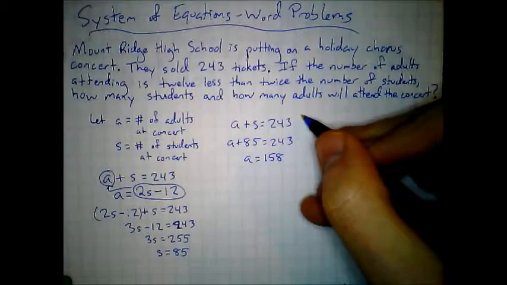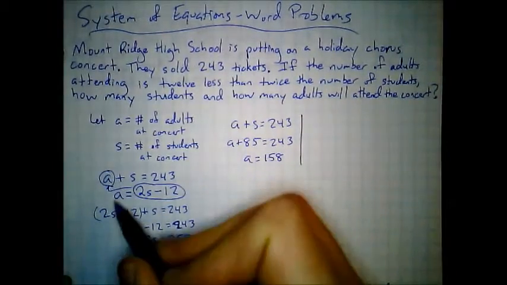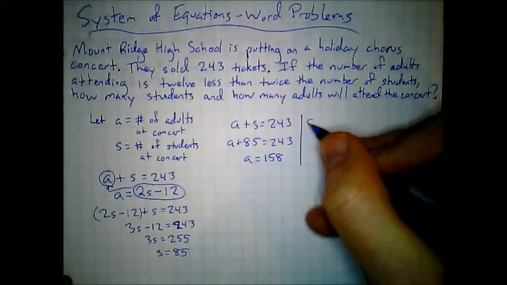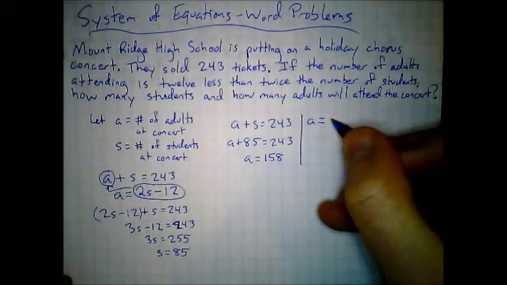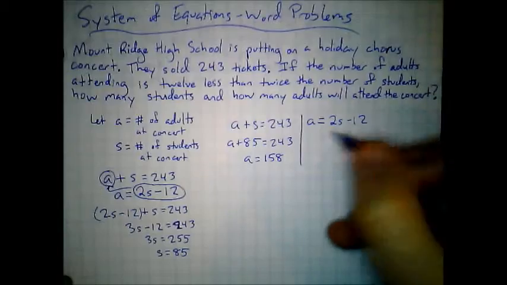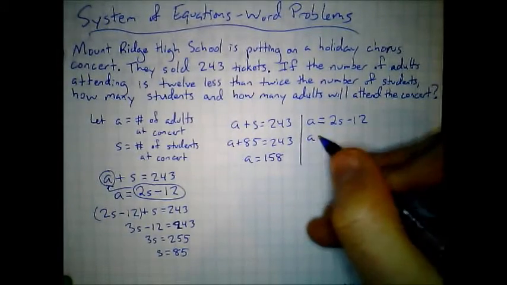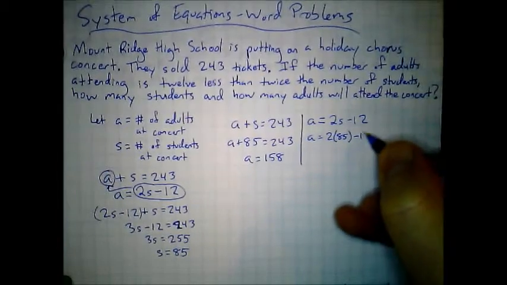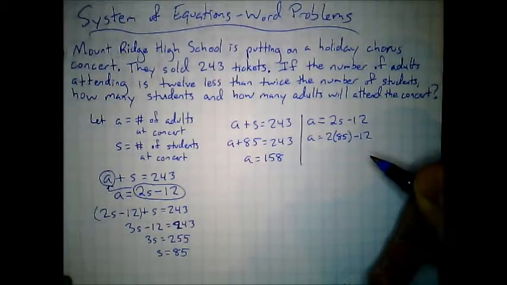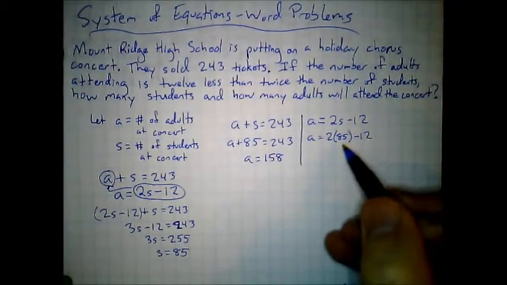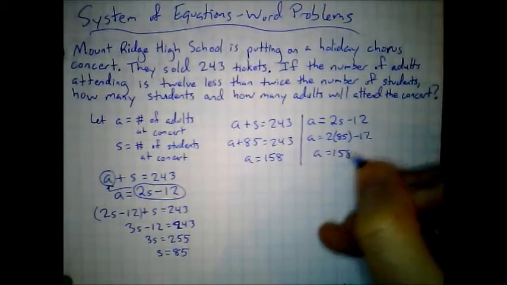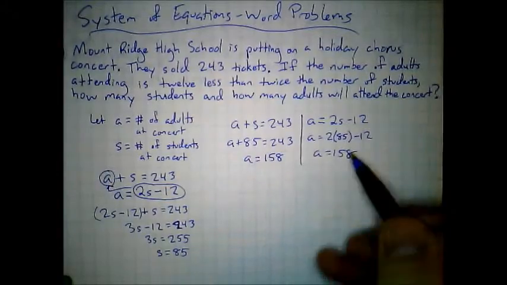Now to make sure we did it right, we're just going to check our answer in our other equation. Well, we also know the number of adults has to be 12 less than twice the number of students. So A equals 2s minus 12. We just want to make sure 2 times 85 minus 12 also gives us 158. Well, 2 times 85 is 170. 170 minus 12 is 158. Okay, we just did this to make sure. Again, this step is very intuitive.